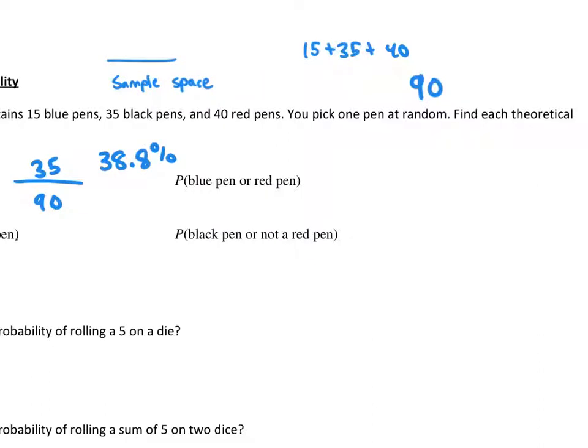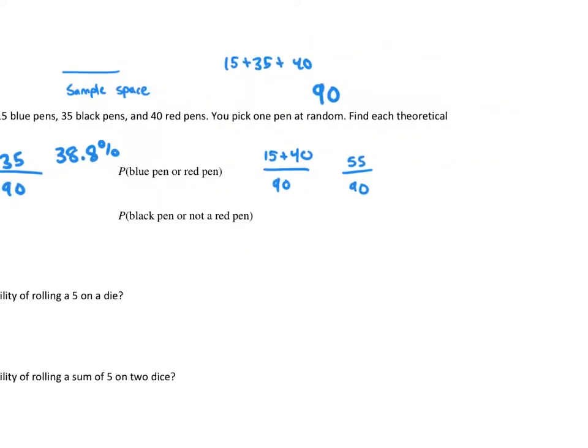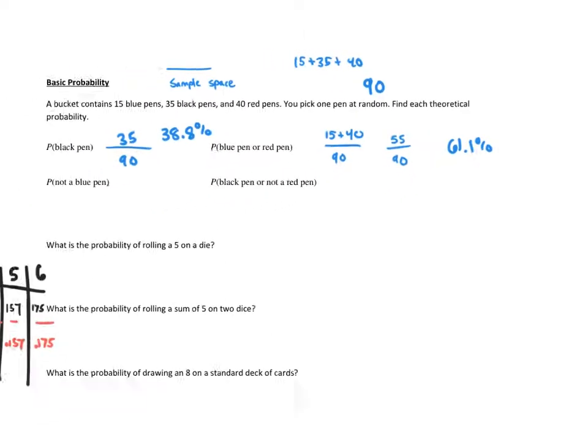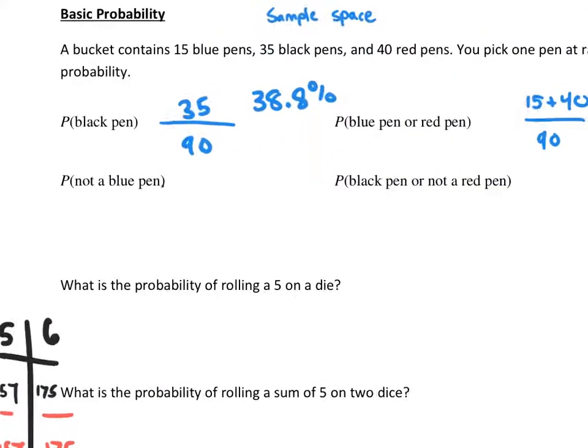And you can do this with different events, blue pin or red pin. So it'd be 15 plus 40. So really you're looking at 55 out of 90 there. And when you do that, you get a 61.1% chance.